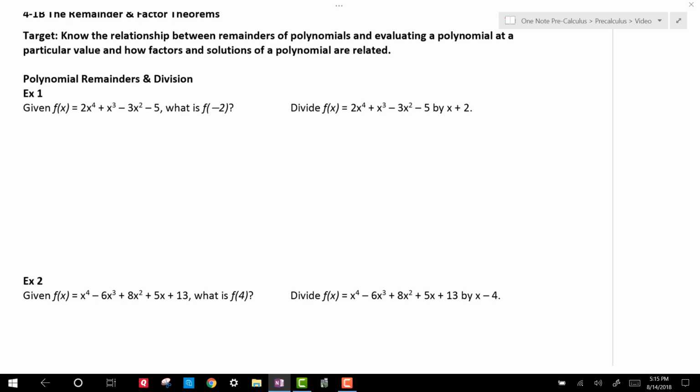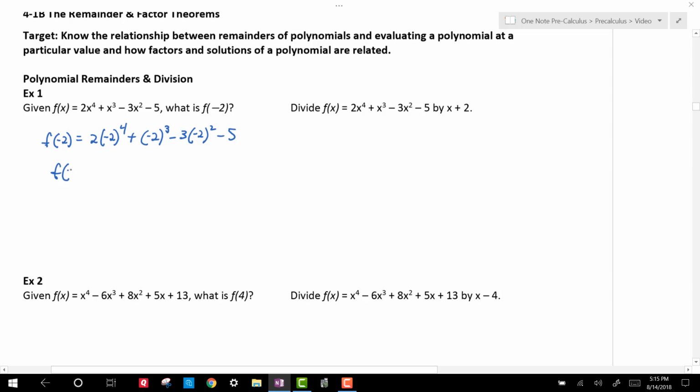Okay, so this is going to be fairly obvious when we see this first one here. So the first one says given f of x, and it just gives me this fourth degree polynomial. What is f of -2? Well, that should be easy. All I got to do is plug in -2 everywhere I see an x. So that'd be 2 times -2 to the fourth plus -2 cubed minus 3 times -2 squared minus 5.